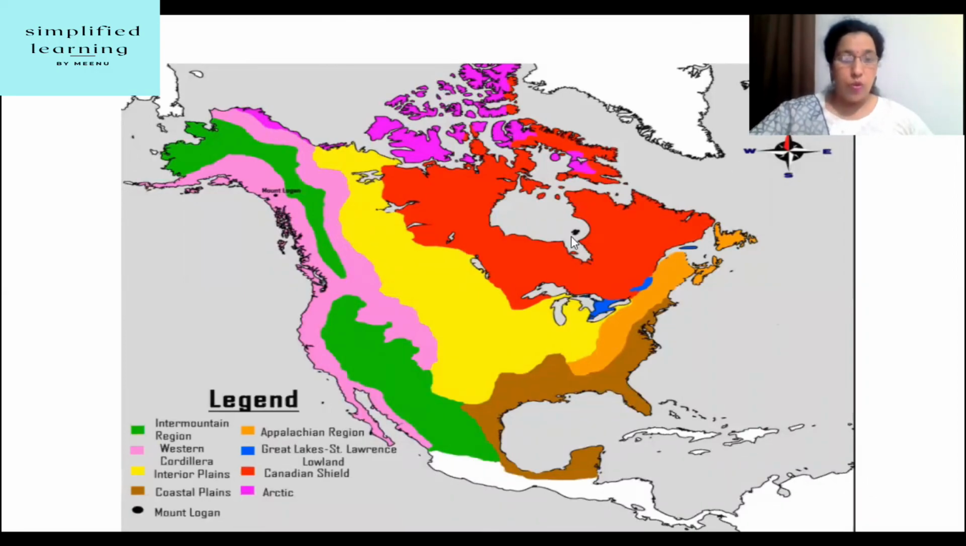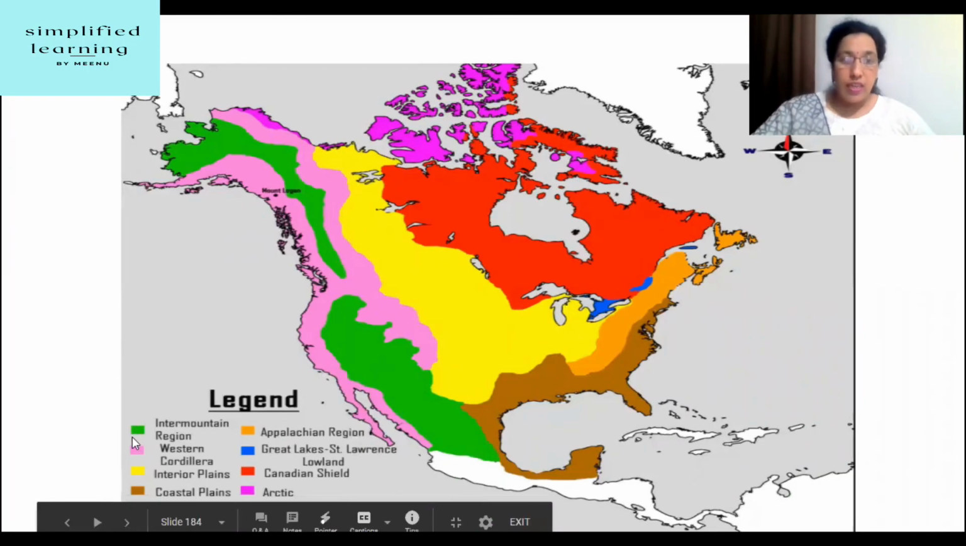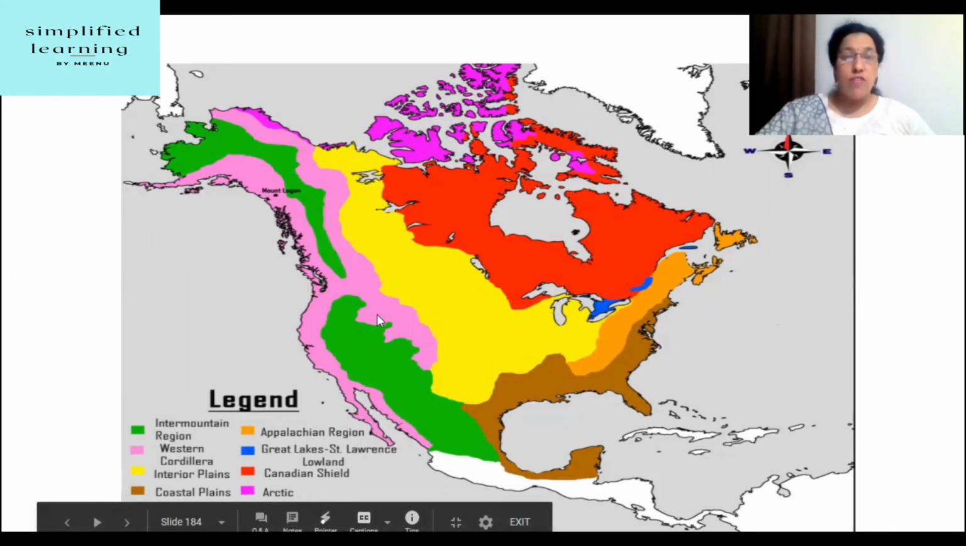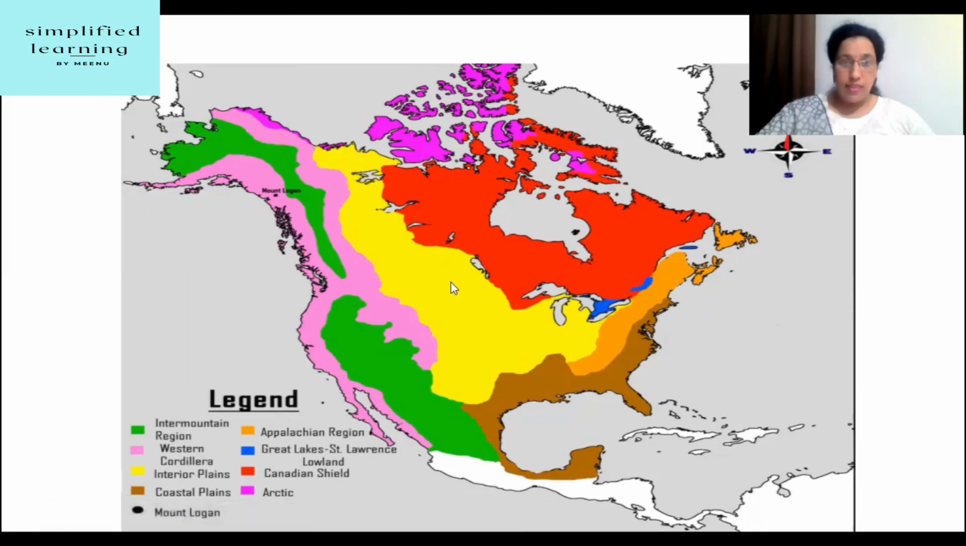Now let's recall what we have done till now. This is a legend here. You know what a legend is? It is another name for key, which helps to understand the map. So let's unlock the map with the help of the key here. The green color shows the Intermountain region. The pink color shows the Western Cordilleras. The yellow color shows the interior plains, which are the central lowlands or the Great Central Plains.